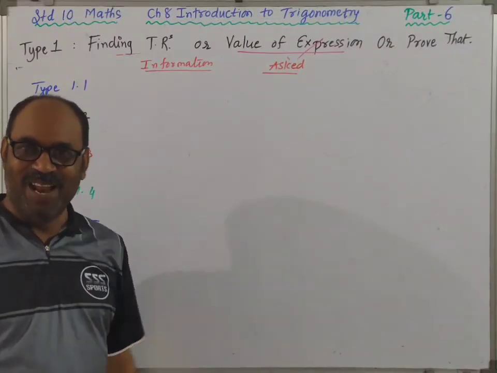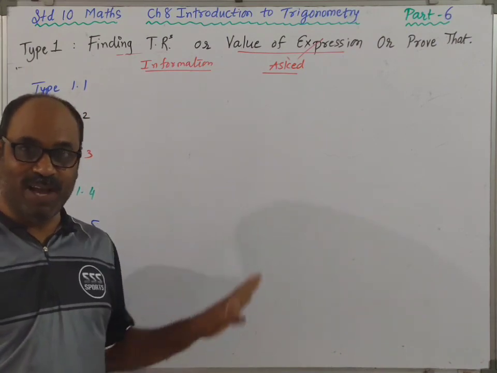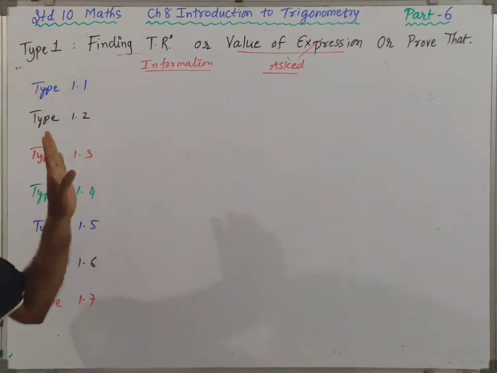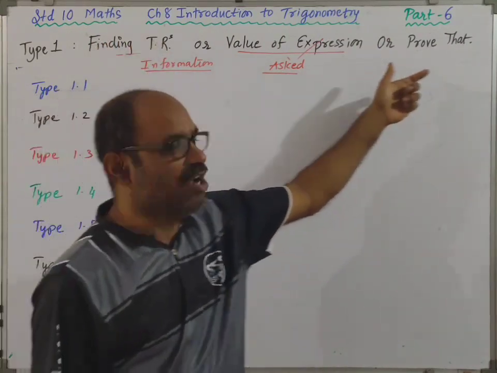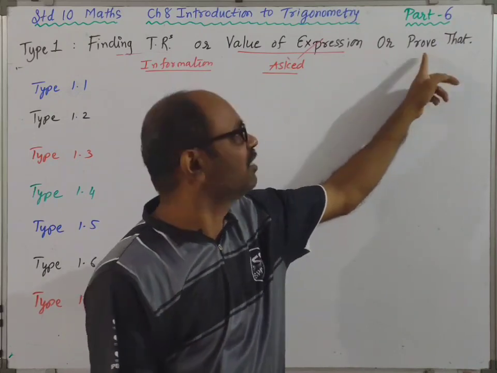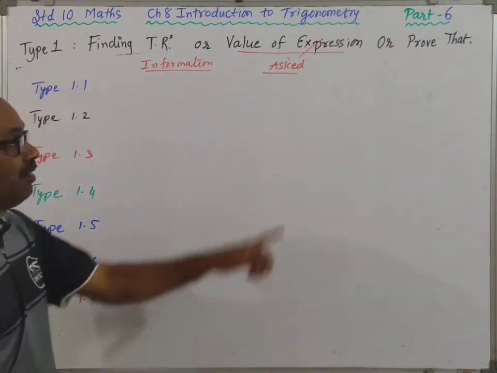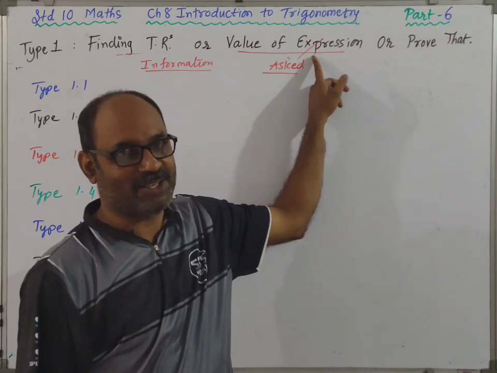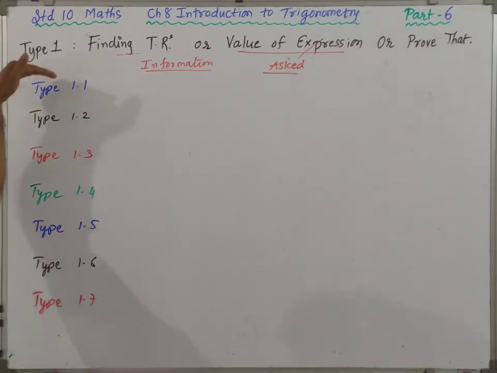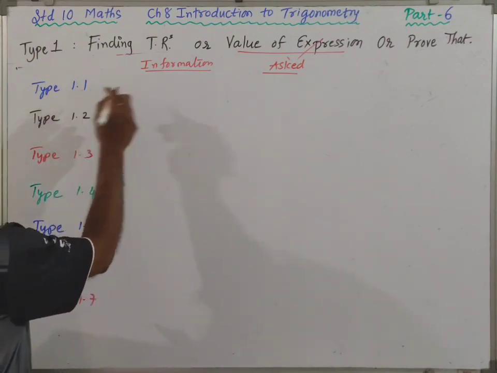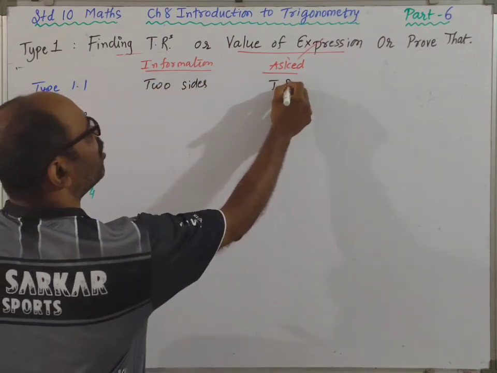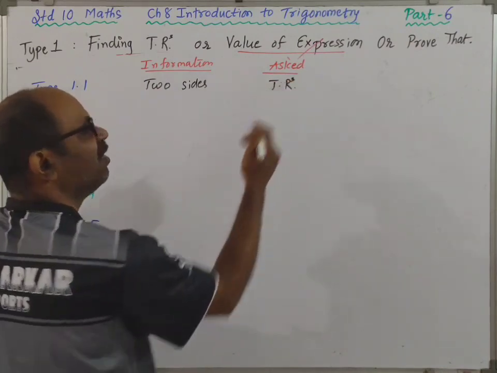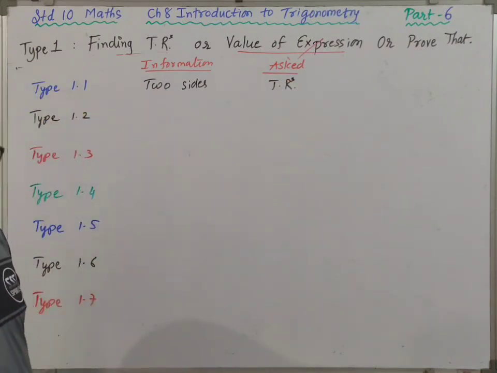Alright, before I give you plenty of homework, let's see what we have learned so far in type 1. In type 1, you have to find either trigonometric ratios or the value of an expression or prove a statement. This is very easy. This is easier than finding the value of an expression. Now, subtypes 1.1 to 1.7 we have seen. What information is given here? You are given two sides. And what are you asked to find? You are asked to find trigonometric ratios. Any two or all 6.